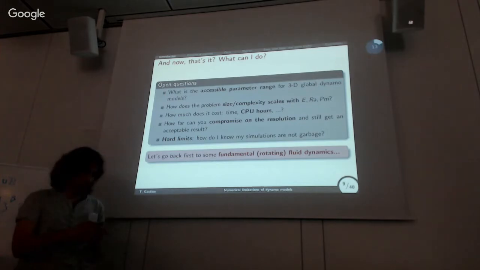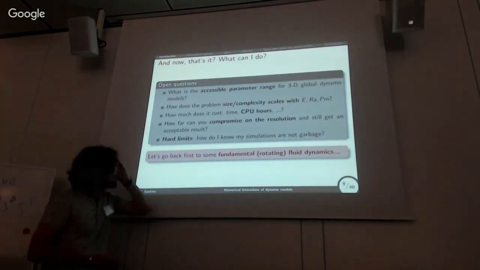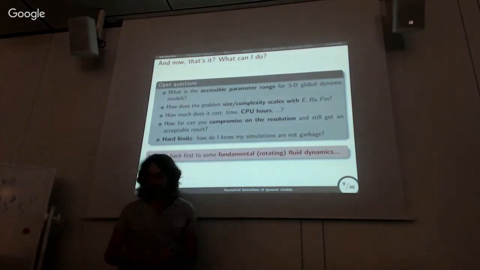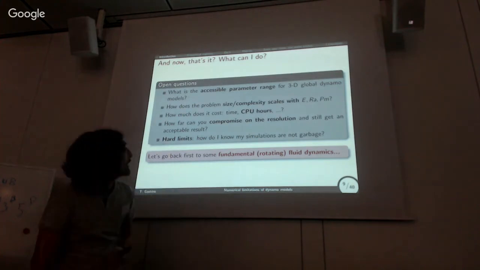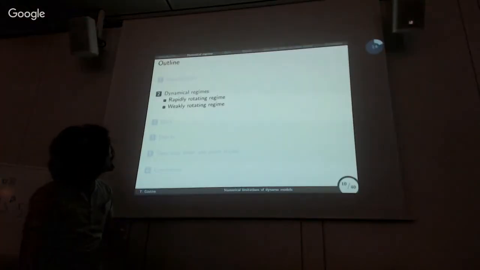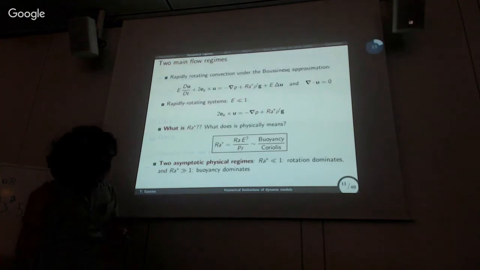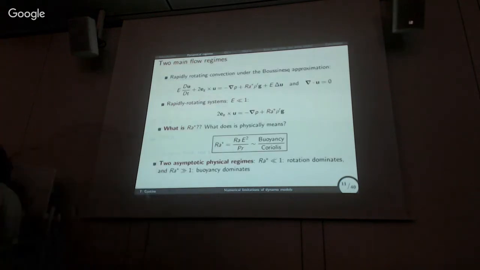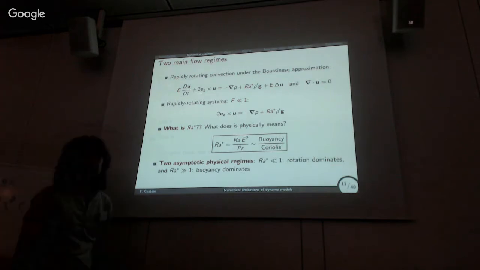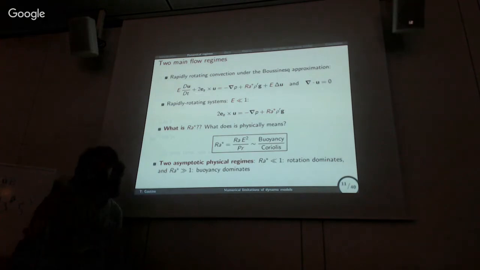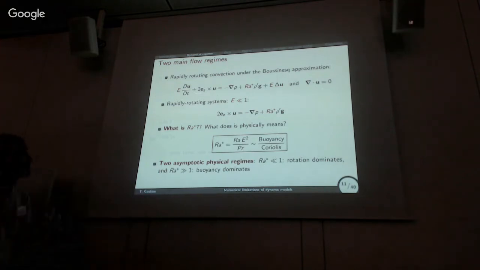So, to try to go in the right direction, I will just go back to some fundamental properties of rotating fluid dynamics, which we addressed, but I think it's good to do it again here. So we start from the Navier-Stokes equation in the Boussinesq limit, which is given here. I made it dimensionless using the rotation period as the typical time.